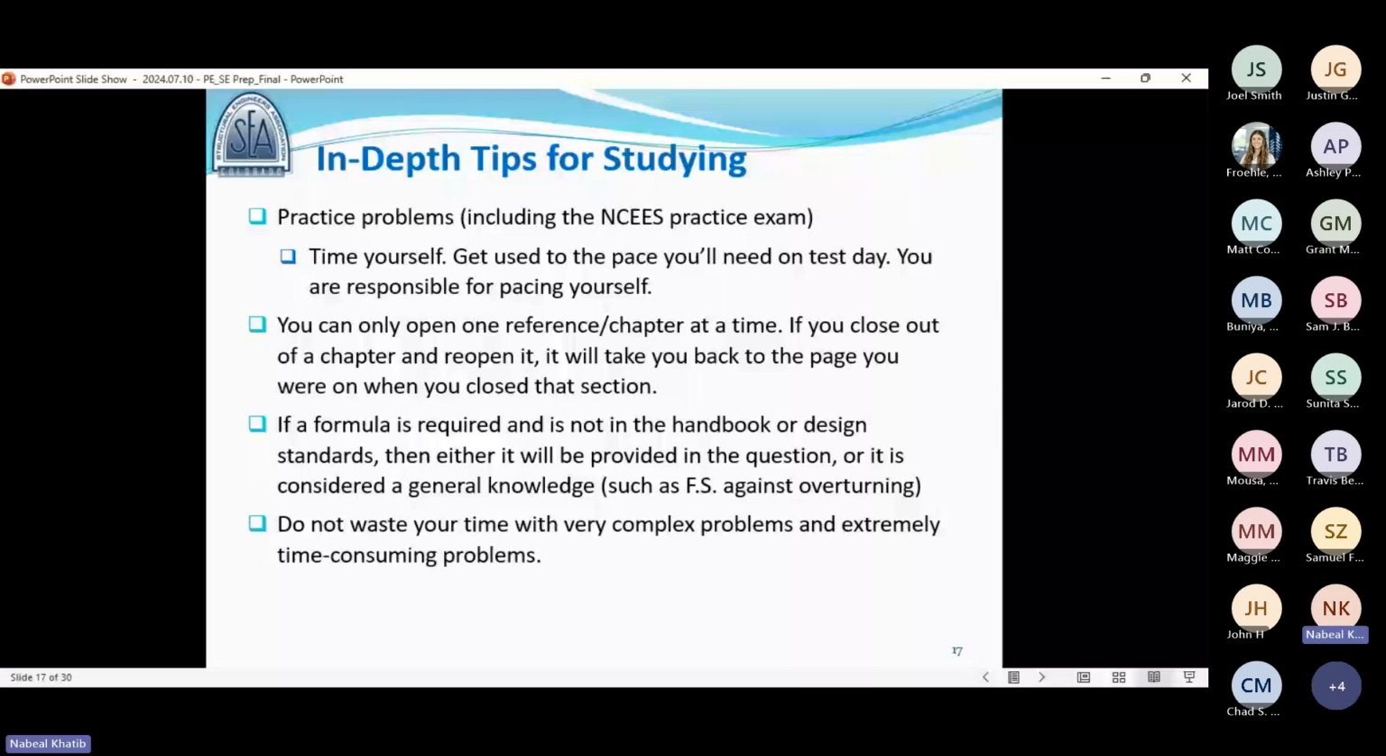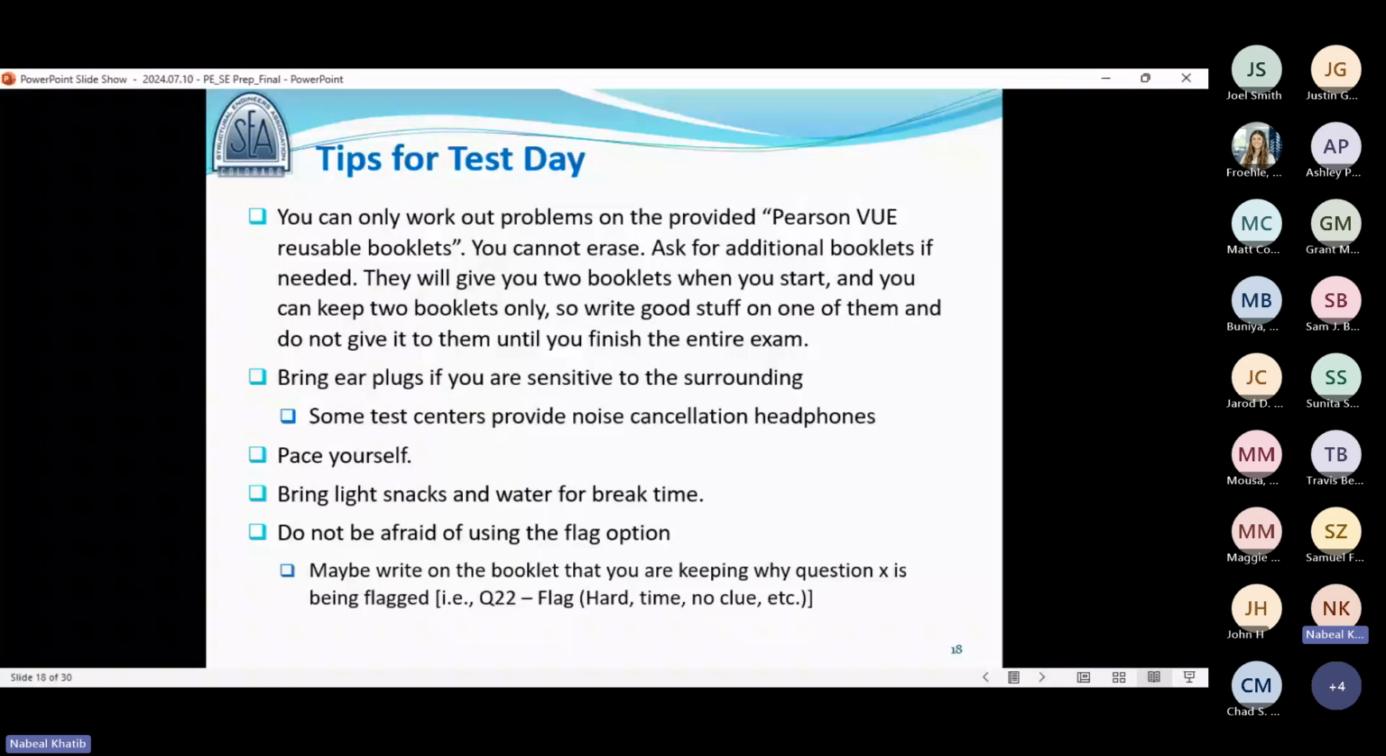Tips for the test day. Everyone should sleep the night before the exam. Pack some snacks if you need to. Make sure that you drink water. If you want to use the restroom, don't just say, oh, let me solve these 2 problems and then use the restroom. No, I don't think that's a good strategy. Go to the center 30 minutes prior to your exam. Make sure you relax. Don't overwhelm yourself.